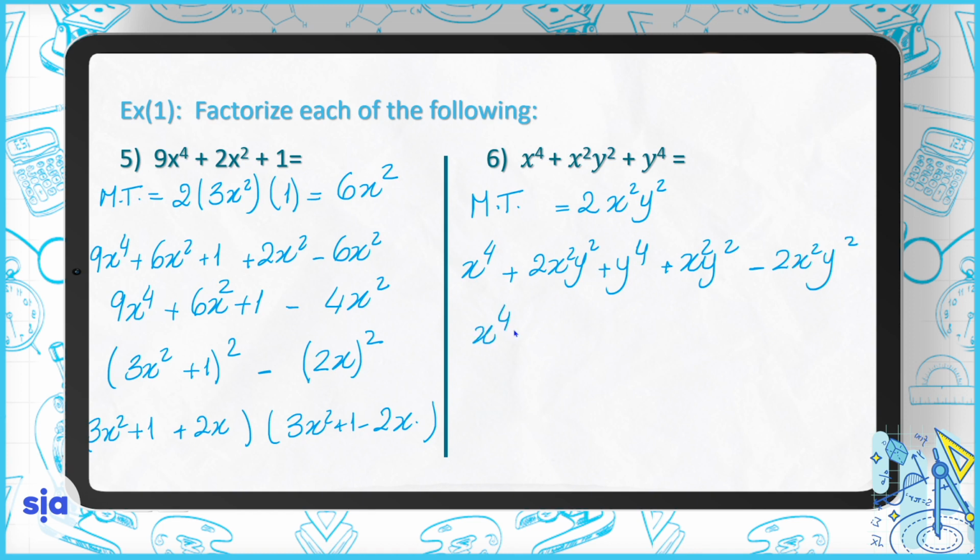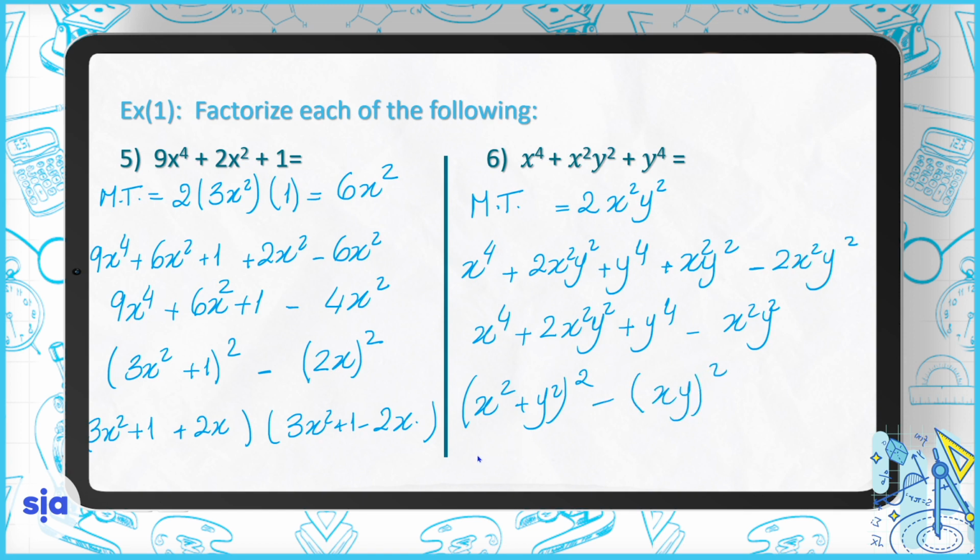So it will be x power 4 plus 2x squared y squared plus y power 4 minus x squared y squared. The first three are making a perfect square trinomial, (x squared plus y squared) all squared, minus the second one, (xy) all squared. So to factorize this, here are the two brackets: (x squared plus y squared minus xy) and (x squared plus y squared plus xy).